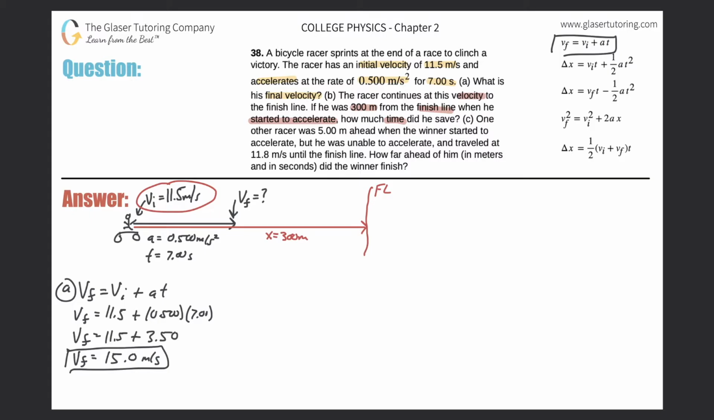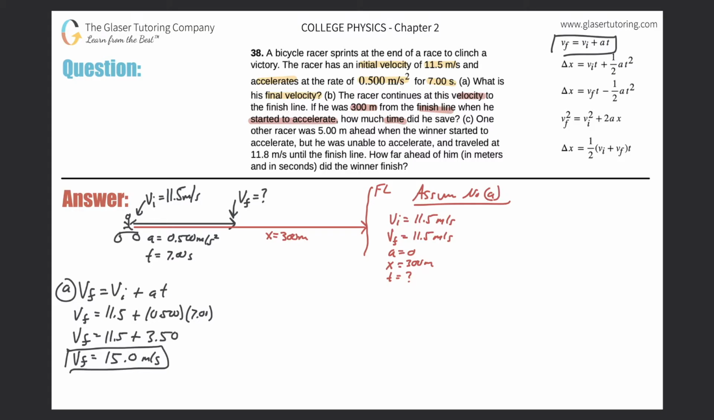So what we can do is first assume no acceleration. So that means his initial velocity was 11.5 meters per second. The final velocity would be the same, because there is no acceleration. The acceleration is 0. My displacement here, he had to travel 300 meters. And the time we don't know either, so time is question mark.